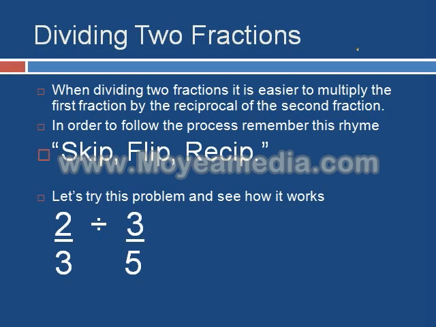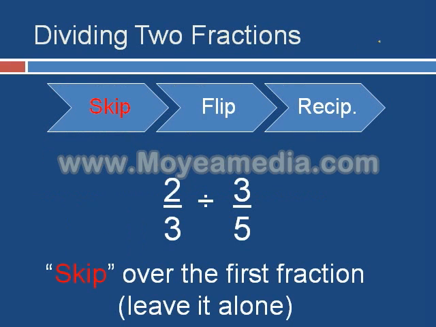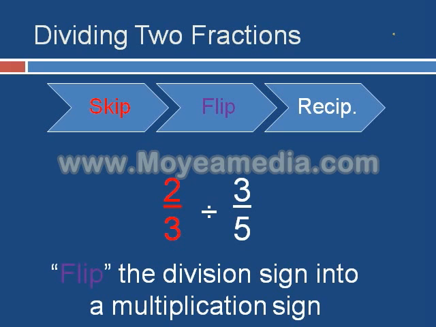2/3 divided by 3/5. First, we're going to skip over the first fraction. This fraction stays the same. We're going to leave it completely alone and move on to the second piece of this. Now that we've skipped over the first fraction, we're going to flip the division sign into a multiplication sign. We do this because multiplication is a lot simpler than dividing these two fractions.